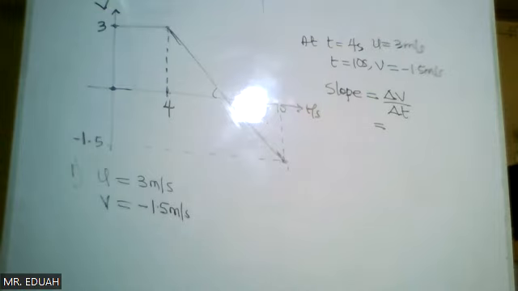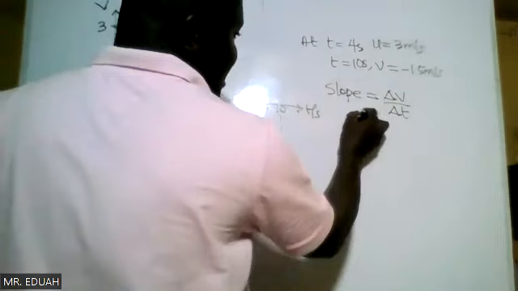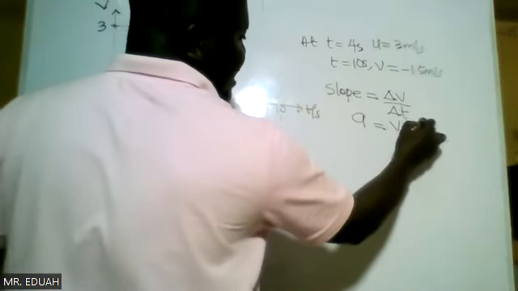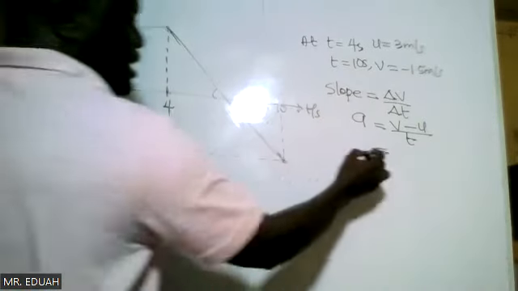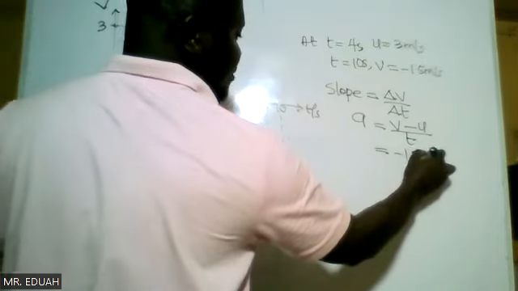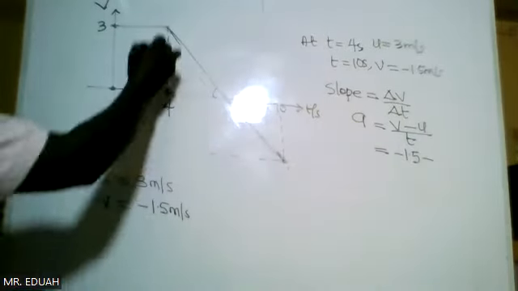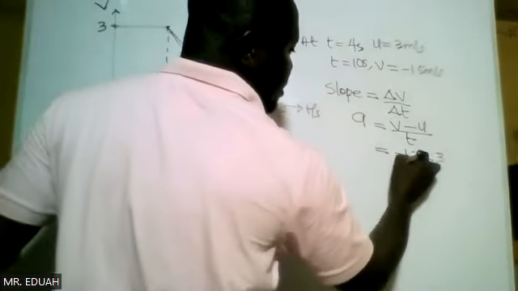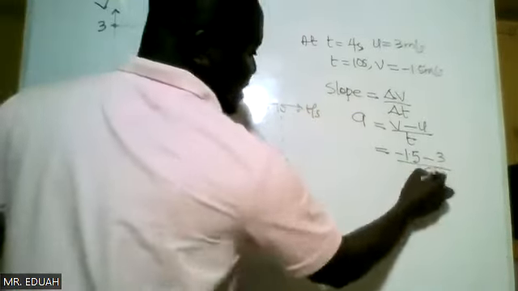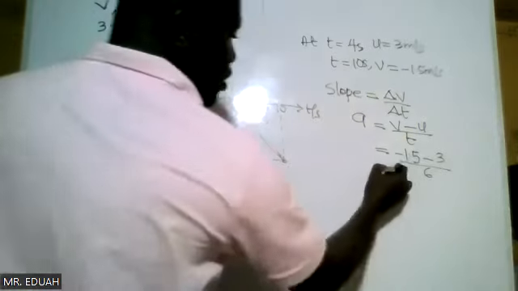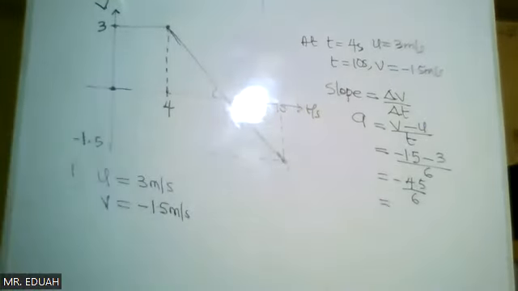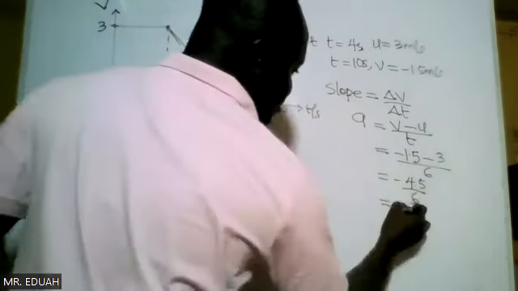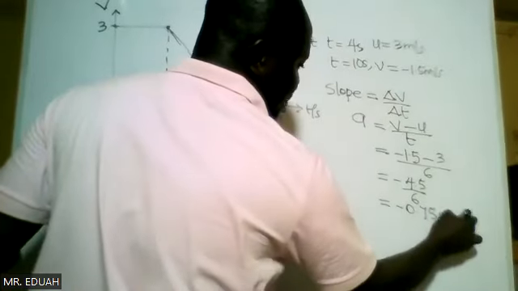Now, for acceleration a, it is always final velocity minus initial velocity, all divided by time. What is the final velocity? The final velocity is -1.5, minus the initial velocity, which is 3, divided by the time interval, which is 10 minus 4. Therefore, we have -4.5 over 6. And what is -4.5 over 6? Yes, -0.75 meters per second squared.